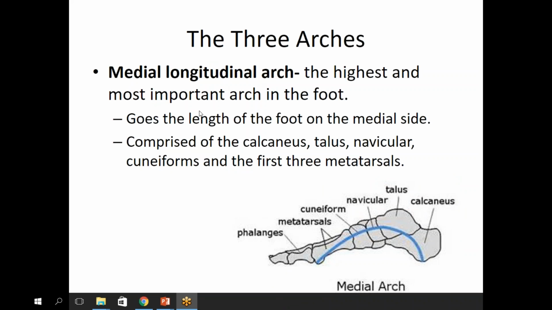The medial longitudinal arch is the highest and most important arch in the foot in much of the literature and in pathology, to be honest with you. It goes the entire length of the foot on the medial side, the inside part, comprised of the calcaneus, talus, navicular, cuneiforms, and the first three metatarsals. So this is the one that can cause flat foot. If it collapses, it can cause pressure on the big toe joint here, where you can start getting bunion formation, and there's a bunch of other things that can happen, and we're going to get into that.